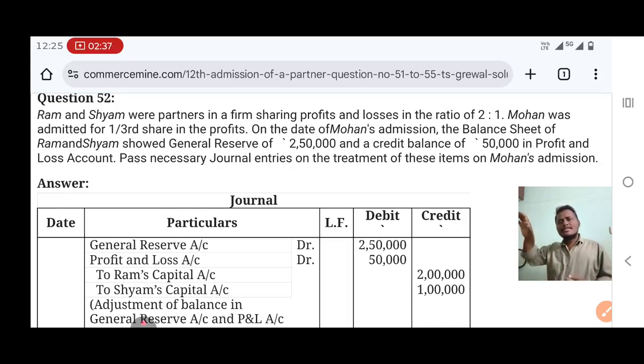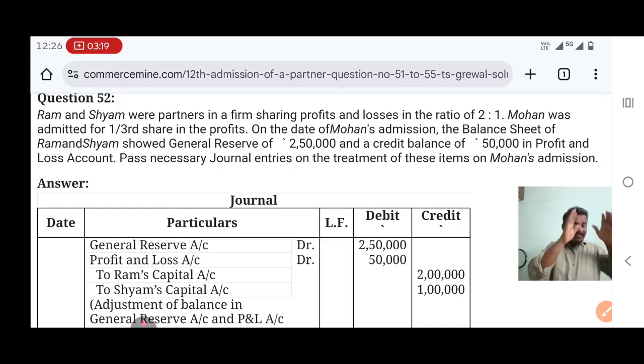Not all the items, I'm talking about only the general reserve and profit and loss account items. The general reserve and profit and loss account are on the liability side of the balance sheet, and whatever items are on the liability side will be recorded in the credit side of the partners' capital account only. So general reserve and profit and loss account both are on the liability side, so I am recording them in the partners' capital account credit side. So, by general reserve, by profit and loss account.